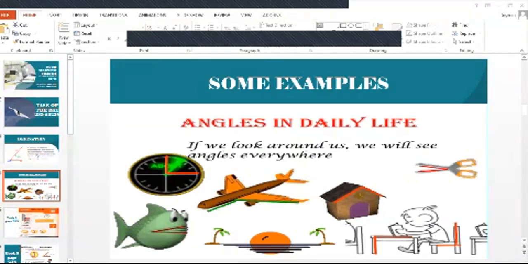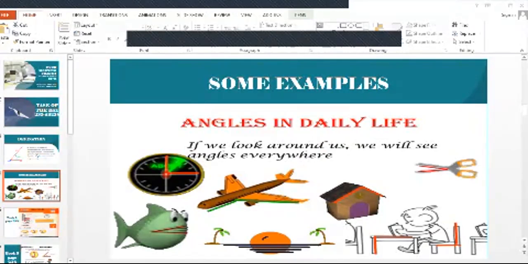Look at the screen. There is no book page number right now. I'm just explaining this concept by using general examples. What are the examples? Angles in daily life. There are angles everywhere around us. When you look around, you will see angles everywhere. Look at the clock, for example. Can you see these red lines? They are meeting at a point, and see, an angle is formed.